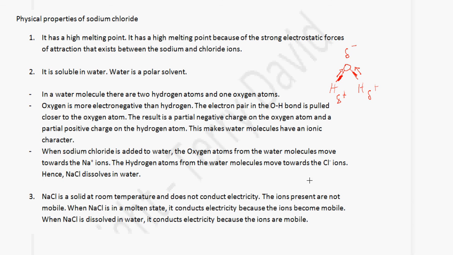Just remember that when we speak about an electric current, we are speaking about the flow of electrons or the flow of ions. So once we have ions moving, we have an electric current present. So sodium chloride at room temperature is a solid, and even though you have sodium ions and chloride ions present, they are not moving, and therefore they cannot conduct electricity.